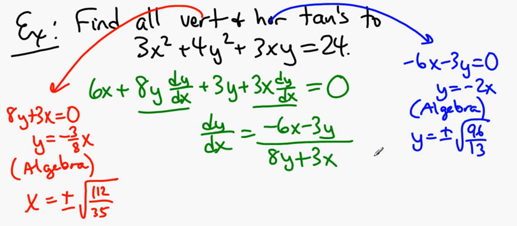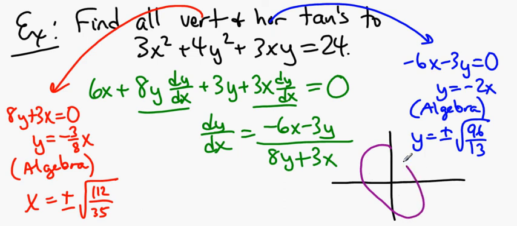And it should be asked, does this even make sense? Well, the graph is an ellipse that's been rotated about the origin. That is an ugly ellipse, but that's the basic idea. And so sure enough, you get vertical tangents at the places where you would expect, and you get horizontal tangents at the places where you would expect.